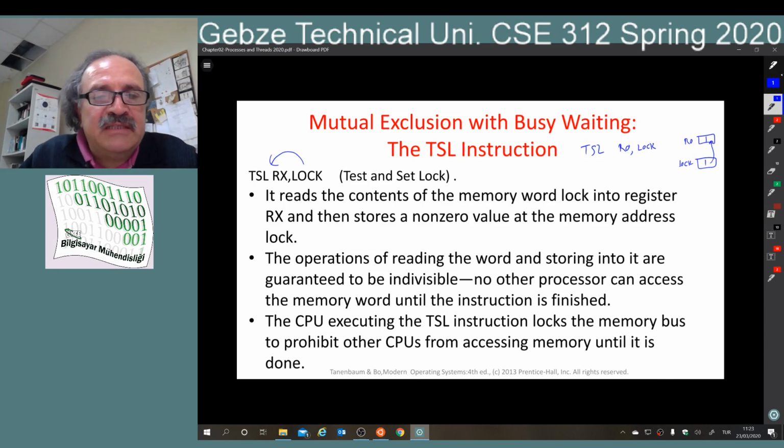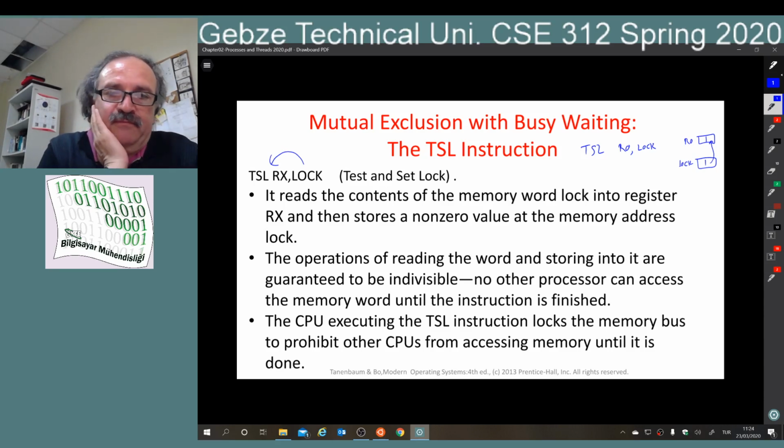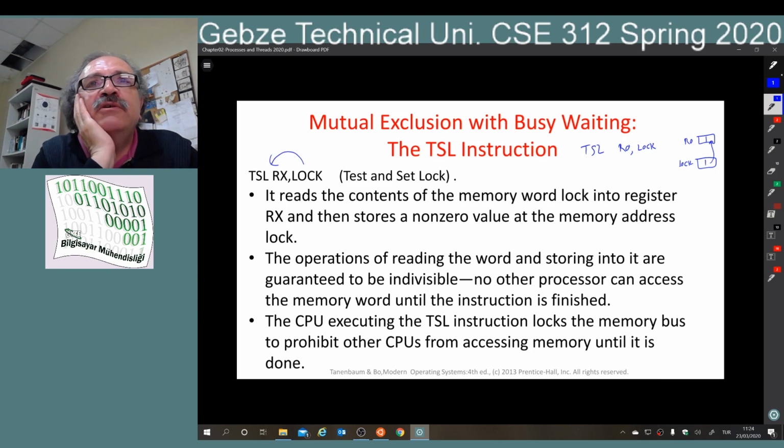Okay, so that's a very short amount of time, and you don't use this instruction very often. You only use this instruction at the beginning of your critical region. Okay, good. So let's use this in a busy wait structure.